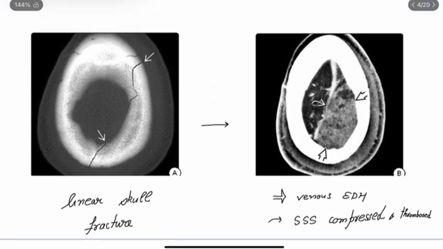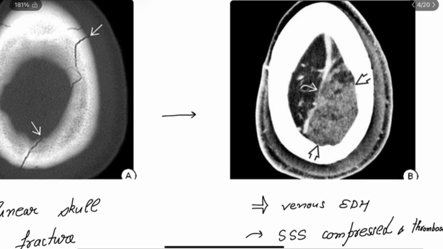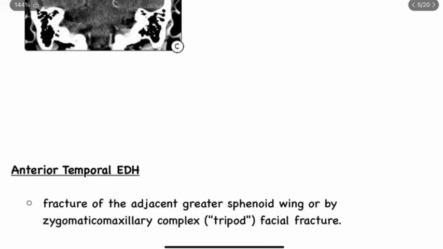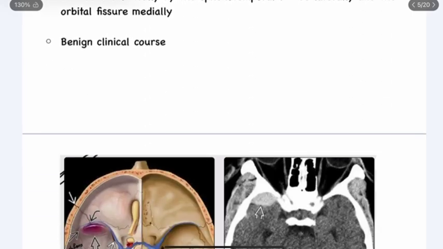Vertex EDH is caused if there is a fracture line which can be seen crossing the superior sagittal sinus. Now in this image we can clearly see a collection which is compressing the superior sagittal sinus, and the hypodense foci within the superior sagittal sinus indicate thrombosis. See, this is also a case of vertex venous EDH in which we can see that the EDH is crossing the midline, the superior sagittal sinus is displaced, and the hypodense areas within indicate the thrombosed superior sagittal sinus.